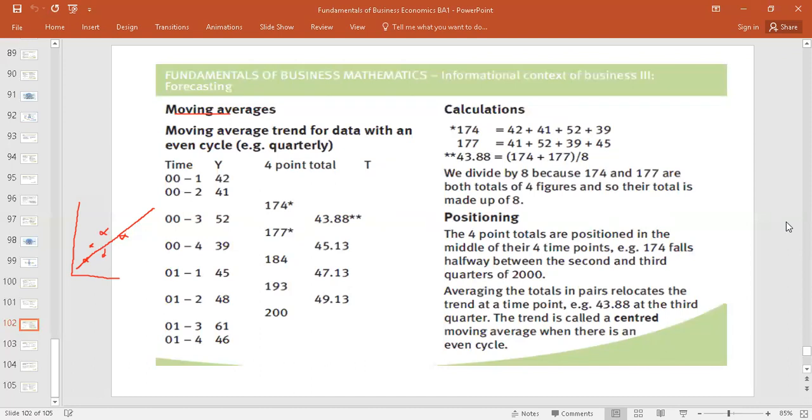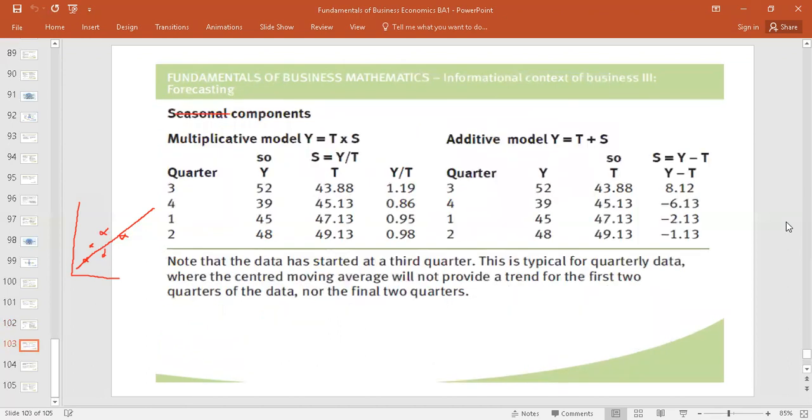Moving averages: while we do the question, I will talk about how the average is calculated. The average is calculated based on a time period. As they move forward by one year, one period, the average is also calculated accordingly and moved forward. Then the seasonal components are calculated by the model. Multiplicative model: Y is equal to T into S. Additive model is T plus S.